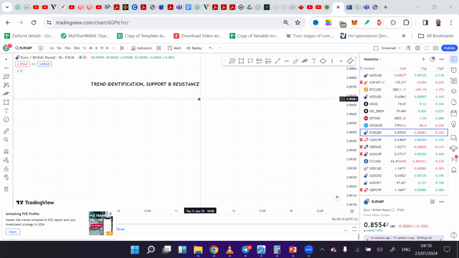This has to do with the study of the charts, chart analysis, right? This is what we do here. Now, first of all, we start with trend identification. What is trend identification? In the financial markets, we say that the trend is your friend. The trend is your friend. And the reason the trend is your friend is because you want to trade in the direction of the trend.